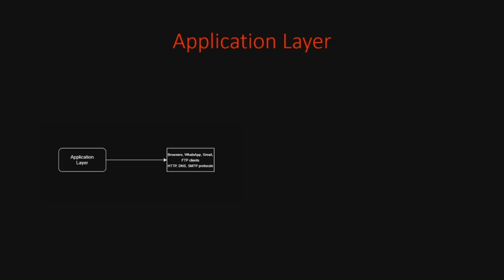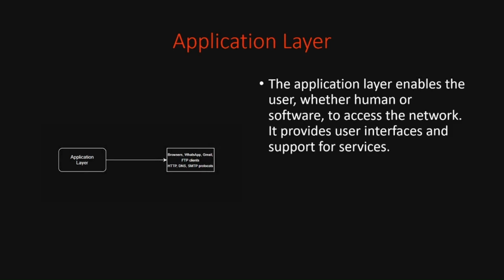And finally, we reach the top floor of our OSI building, the application layer, the place where everything becomes visible and usable to us. All the layers below have been working behind the scenes to move, protect, organize, and translate data. But this is the floor where the user, whether a human or a software application, actually interacts with the network. That's why the application layer enables the user, whether a human or software, to access the network. It's the layer that provides the interfaces, the windows, and touch points we use every day.